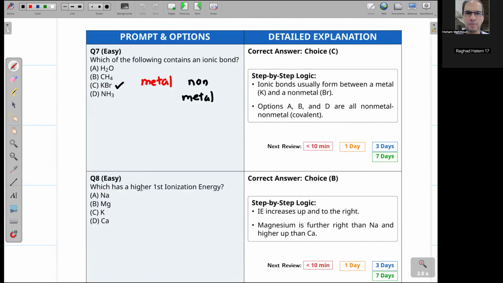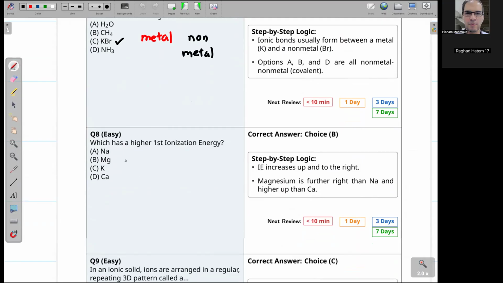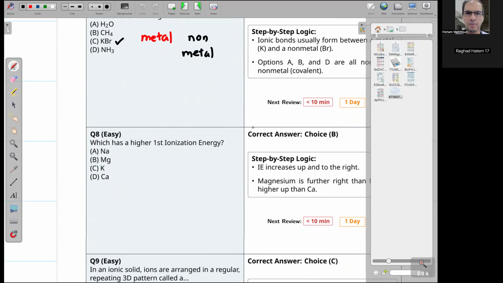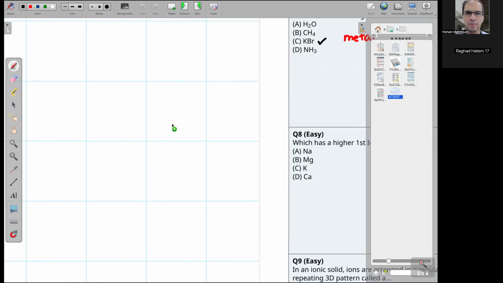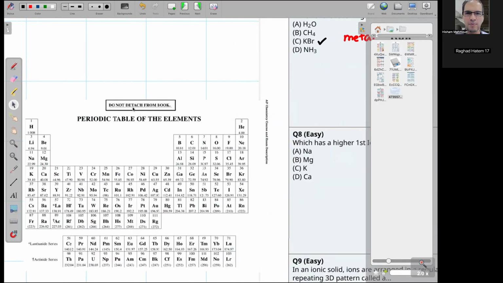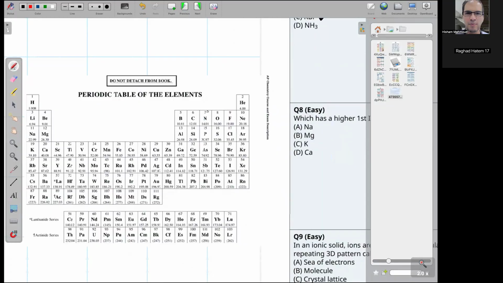Which has a higher first ionization energy? Is it sodium, magnesium, potassium, or calcium? Which one of them has the highest ionization energy? Remember the ionization energy trend: as you move to the left, what happens, and to the right, what happens? Where is the highest ionization energy? At F. You go up and to the right, and even helium is higher.